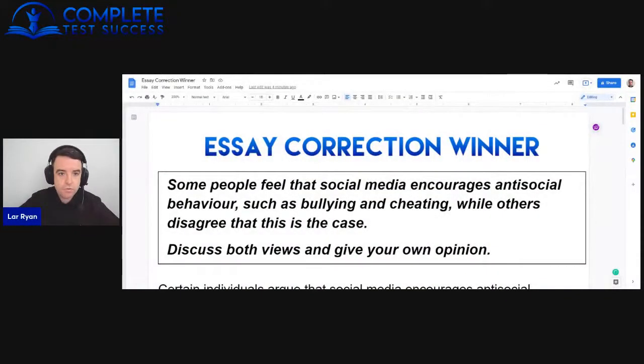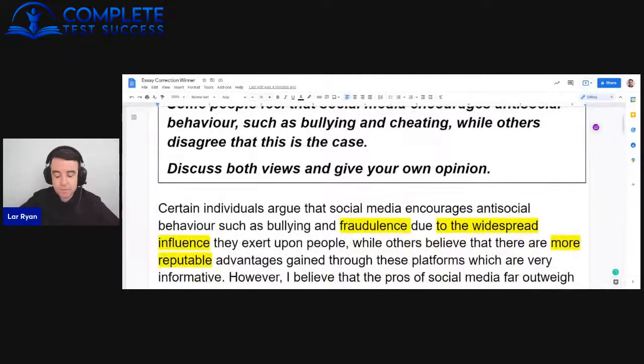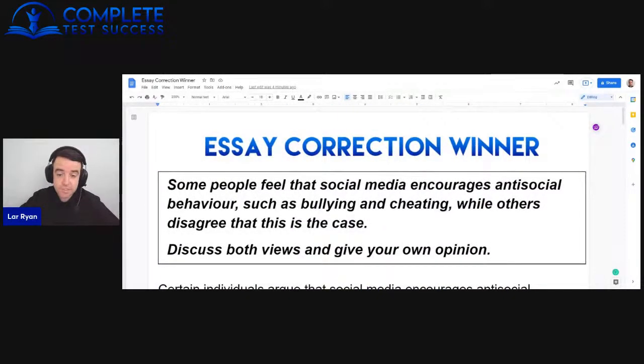Then for grammar, the good news, Emila, is that your language ability is, you do have a good language ability.